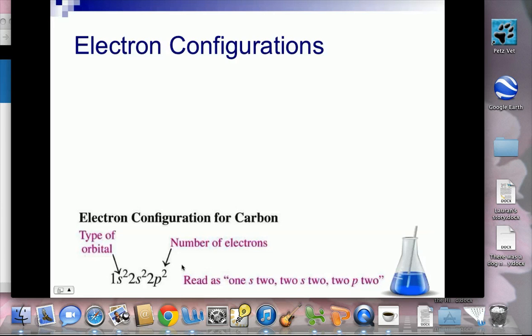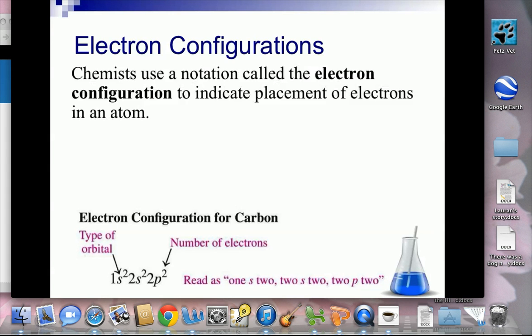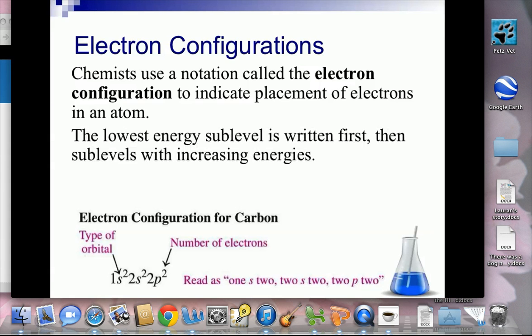In class we did practice using the boarding house or the hotel route, and we're going to take that and, rather than drawing houses, use a linear way of showing where the electrons are. Chemists tend to use the notation called the electron configuration to indicate the placement of electrons in an atom. The lowest energy sublevel is written first, then the sublevels with increasing energies.